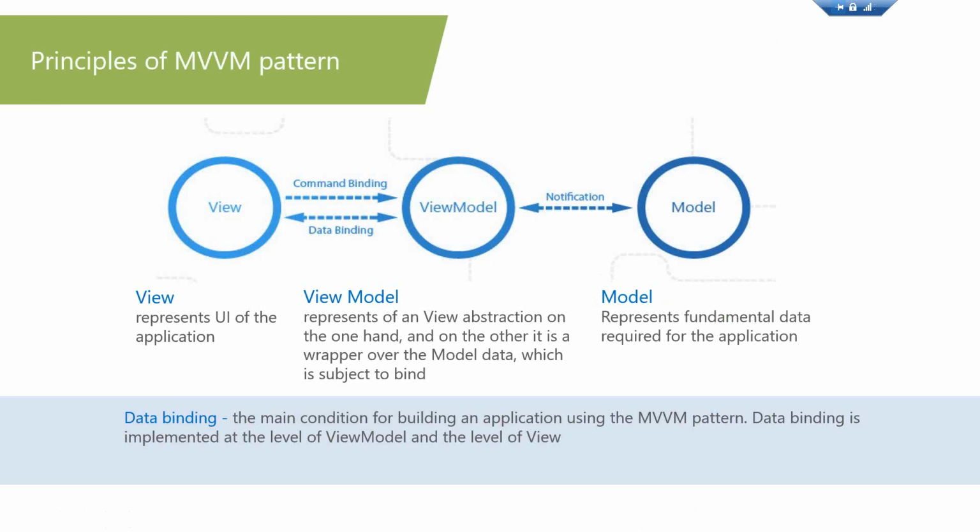And in MVVM it is organized so that the view model represents an abstraction of the view on one hand, and on the other it's a wrapper over model data. So the view model can be used for control of data and for control of the view items. And we use data binding as the main condition for building the MVVM pattern. This binding helps us do a kind of automatic notification of changes between view and model, and I will show you an example of these bindings. We have examples of event bindings and property bindings.